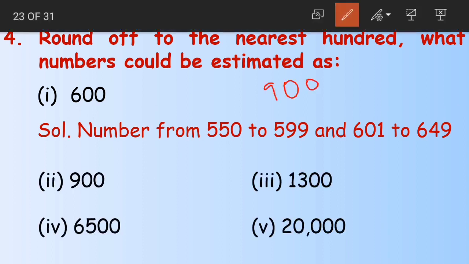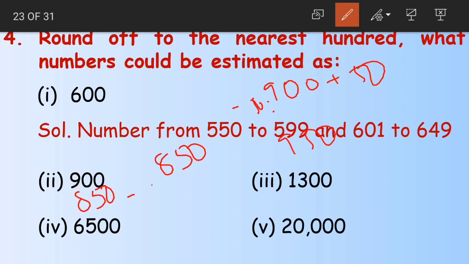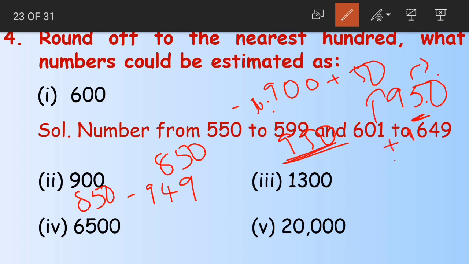Again, which numbers can be estimated as 900? Subtract 50 from it, we get 850, and add 50 to it, we get 950. So the numbers from 850 till 949. Why not 950? When we take 950, 5 is in the tens place, so it is equal to 5. We round up, we add 1 to the digit in hundreds place, sorry, not tens, hundreds place.